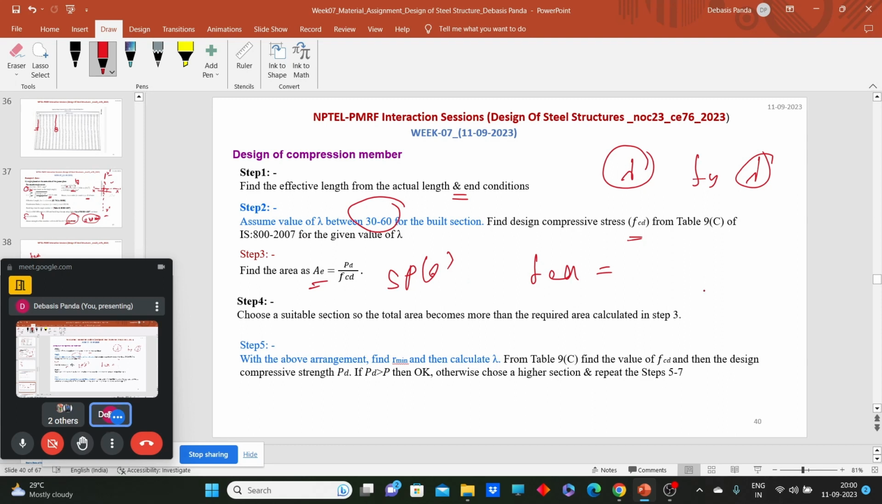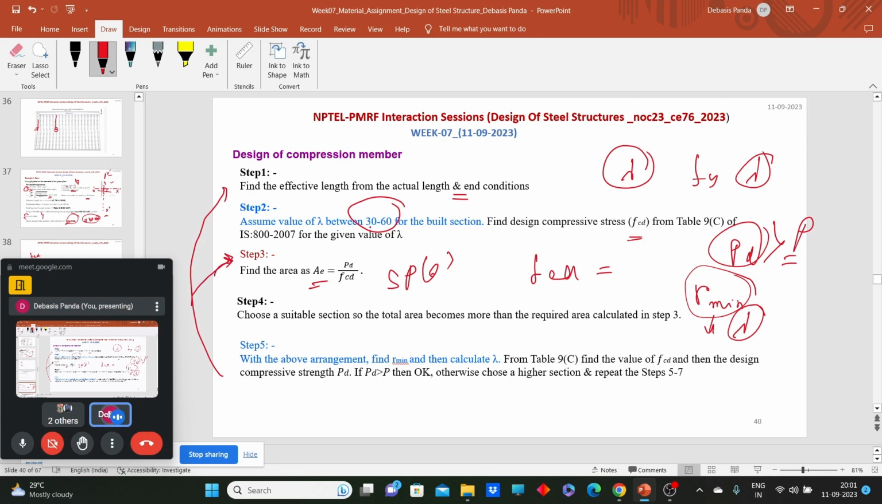Then select that section, and for the section you just calculate the R minimum value. Now with that section and with that R minimum and lambda value, you calculate the PD value. Now check if your PD value is more than the applied load or less than. If more than, then it's okay. If less than, then you need to go to step 3, and you have to select a member with more cross-sectional area.